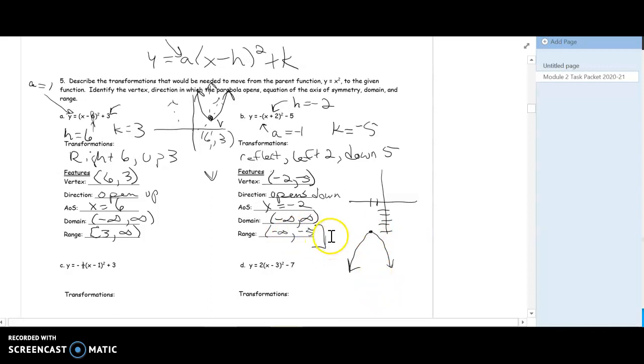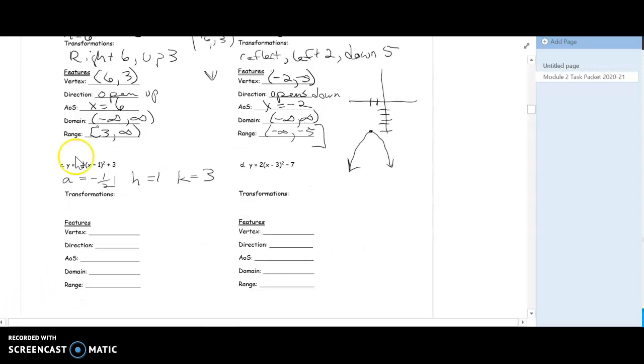Okay, let's shift to, this is a good one, see? A value is negative, so we know we're reflected. H value, remember that's minus H, so that's a positive 1. K value is a positive 3, I'm sorry. So that's going to reflect. And actually, since that's a 1/2, I'm going to start to call that compress. So shrink. I'm going to move to the right 1, up 3.